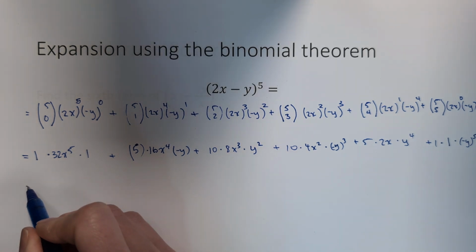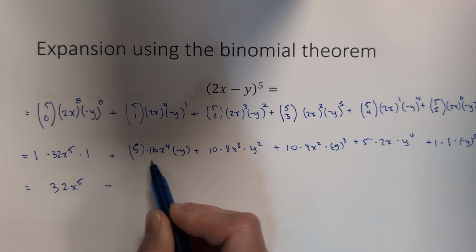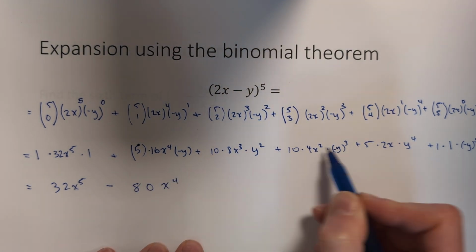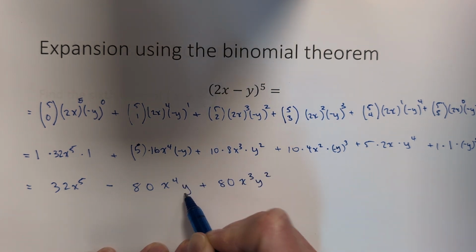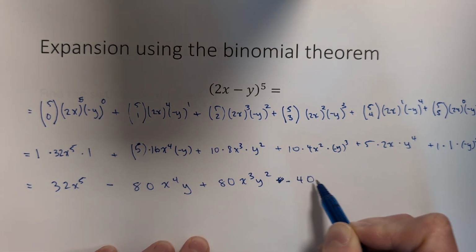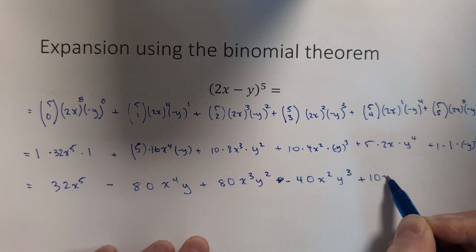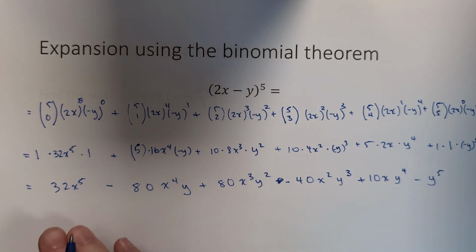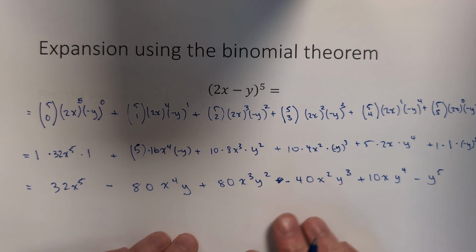And now we're just going to simplify this. So 32x to the 5th, that minus is going to turn it into a negative. 5 times 16, so 80x to the 4th. This is going to be another 80x cubed y squared. Oops, I forgot my y here. 40, this is going to now be minus 40x squared y cubed plus 10xy to the 4th minus y to the 5th. If you do have negatives, you'll see a pattern of swapping every other sign. And that would be fully simplified.